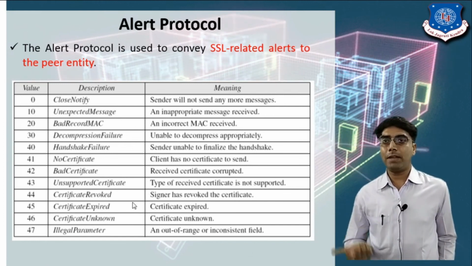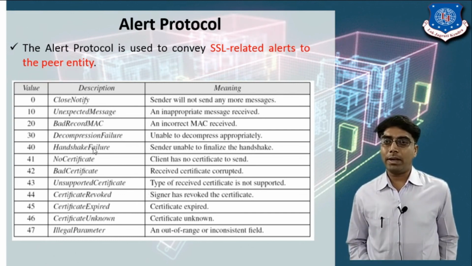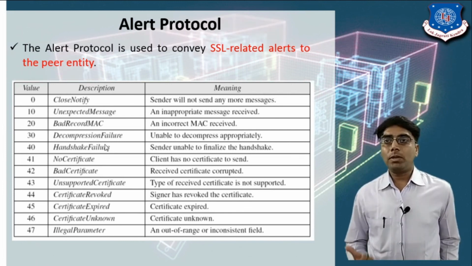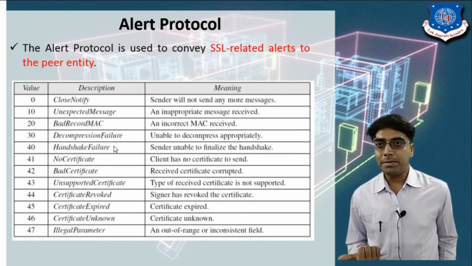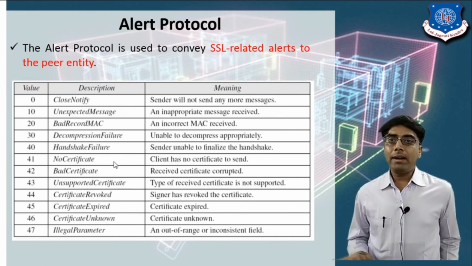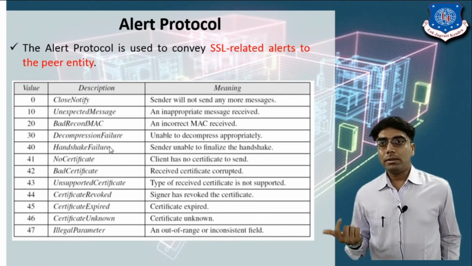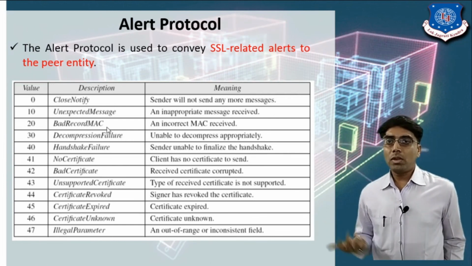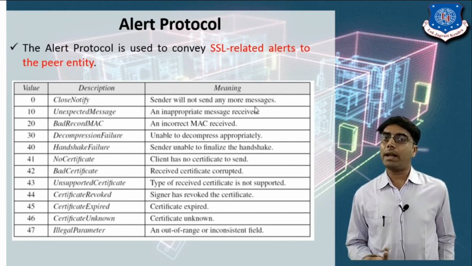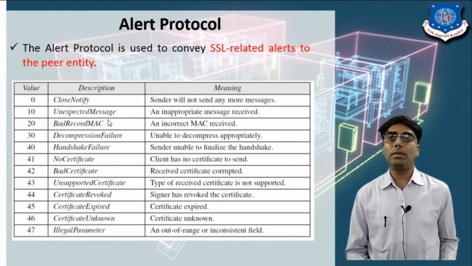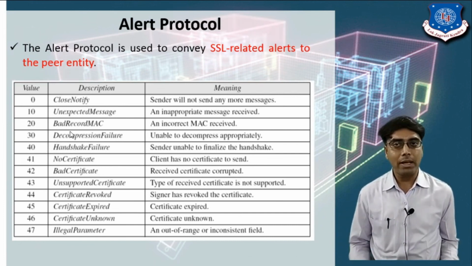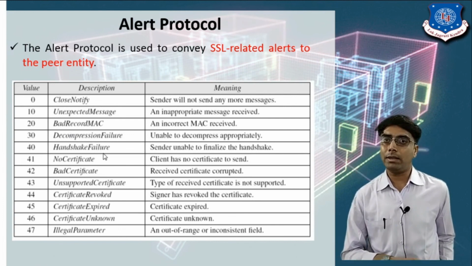Now here are the different types of fatal errors and alerts. Some of the fatal types are unexpected message and bad record MAC. Some alert types are close notify and unexpected message. Close notify means the sender will not send any more messages. Unexpected message means an inappropriate message was received by the receiver. Bad record MAC means an incorrect MAC was received. So these are the various alert types.